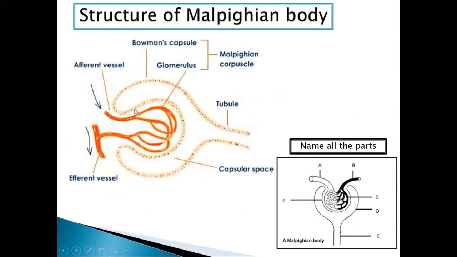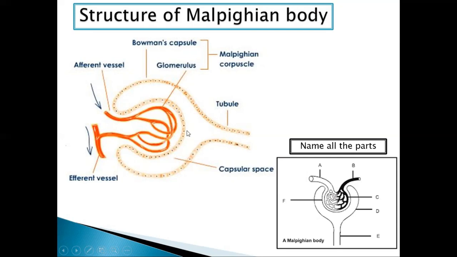This is the Bowman's capsule, the whole thing here. It's like a cup, and then this is the glomerulus. The glomerulus comes and then branches. This structure is what you call the Malpighian capsule. You have the renal tubes here, and then this is what you call the capsular space, the space of the Bowman's capsule.